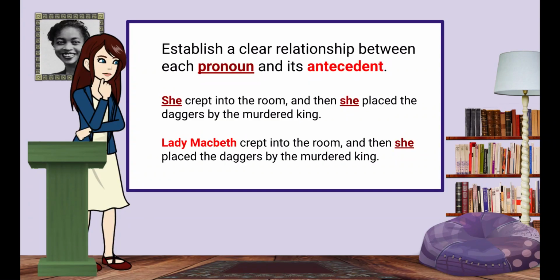In this first example, the pronoun she does not have an antecedent in the sentence. She crept into the room, and then she placed the daggers by the murdered king. For clarity, your reader must know what your pronouns are referencing within the sentence, so make sure that you include an antecedent. I've rewritten the sentence with the noun Lady Macbeth to be more specific. Lady Macbeth crept into the room, and then she placed the daggers by the murdered king.